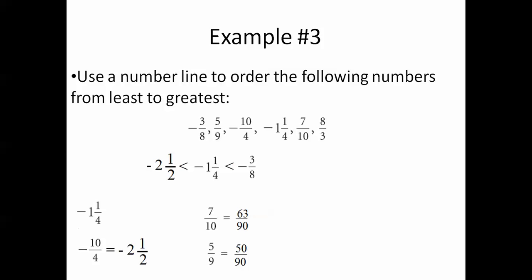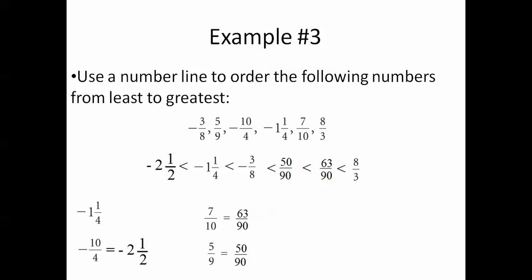Now when we look at our positive values, we see that we have two proper fractions, 5 over 9 and 7 over 10. So let's convert those to having the same denominator. So 90 is a common multiple between the denominators. So 7 over 10 becomes 63 over 90, and 5 over 9 becomes 50 over 90. So we can see that 50 is less than 63, so 50 over 90 is less than 63 over 90.